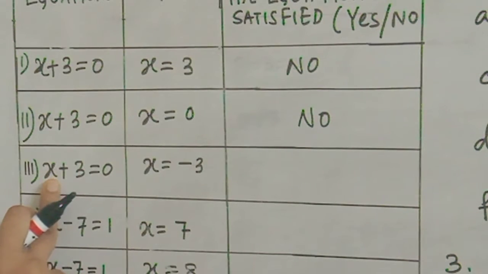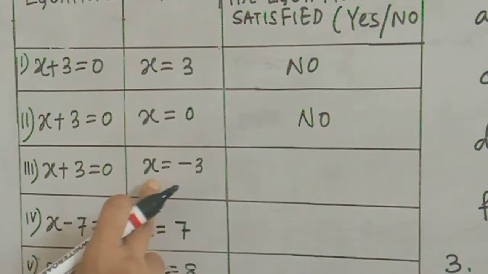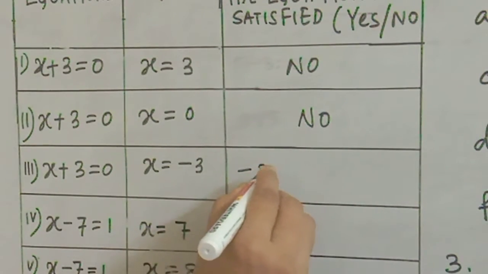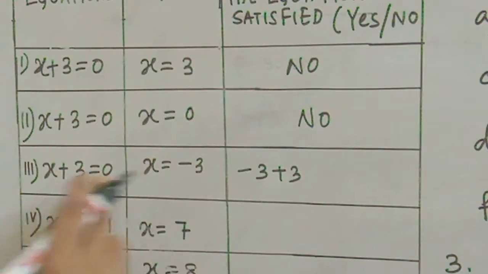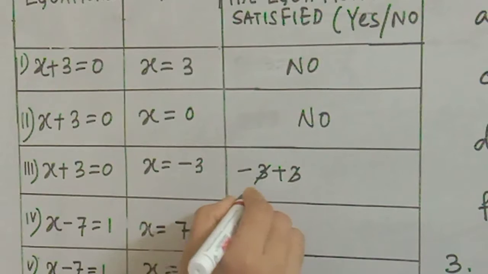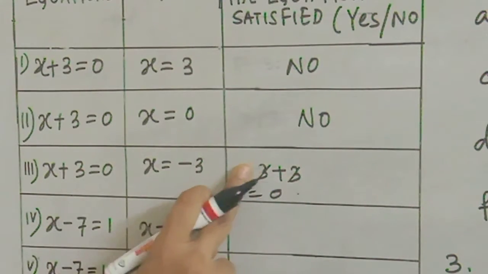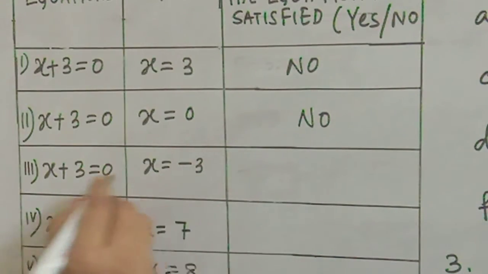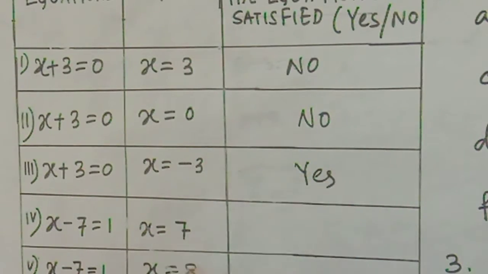Now come to this value. x plus 3 is equal to 0. In the left hand side x plus 3 and the value is given minus 3. Let's check minus 3 plus 3. For the left hand side, minus 3 plus 3. Now if I cancel it I will get 0 which is equal to the right hand side. So minus 3 is the value of this equation. So we have to write yes, this is the correct value of this equation.